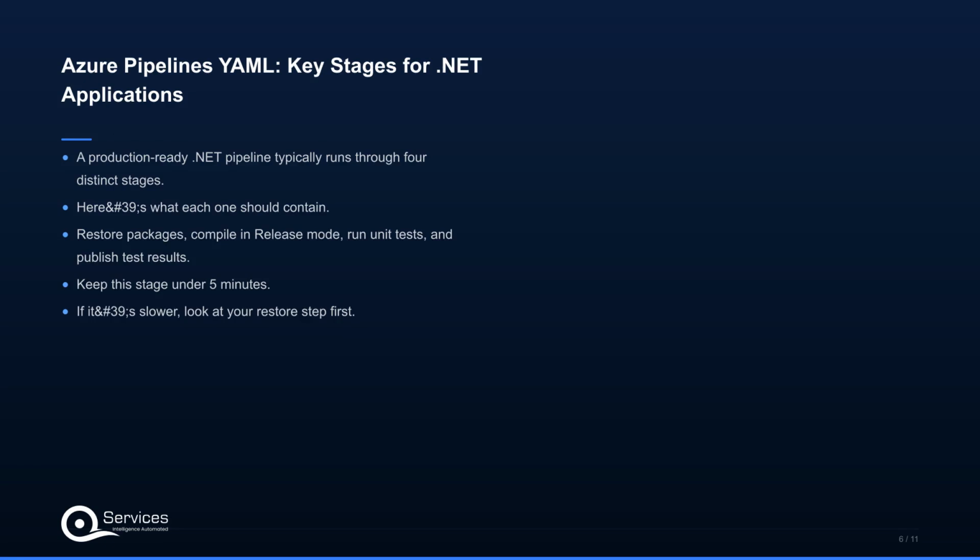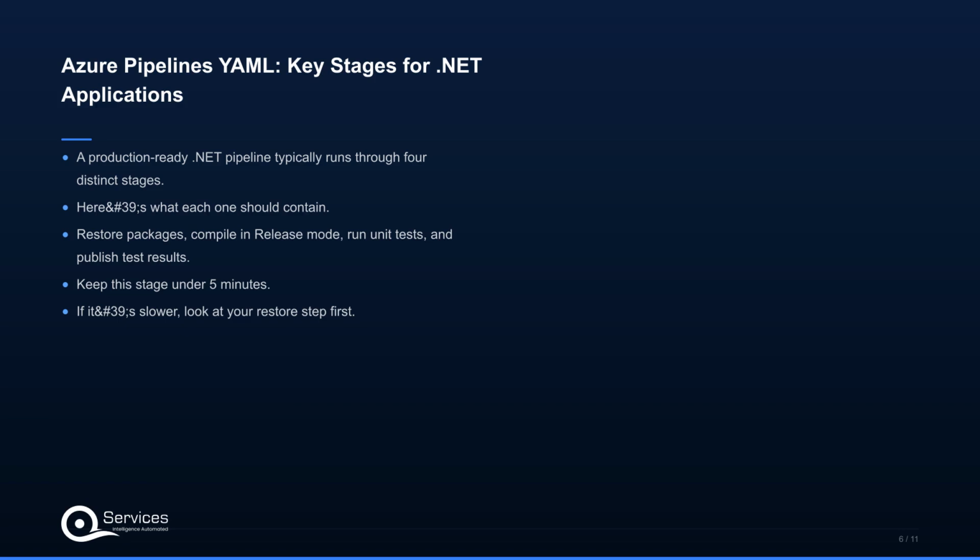Now, Azure Pipelines YAML, key stages for .NET applications. A production-ready .NET pipeline typically runs through 4 distinct stages. Here's what each one should contain. Restore packages, compile in release mode, run unit tests, and publish test results. Keep this stage under 5 minutes. If it's slower, look at your restore step first.